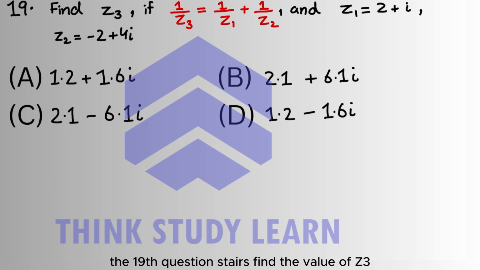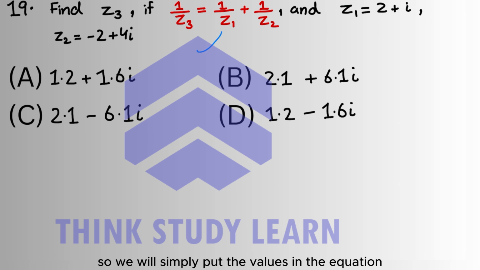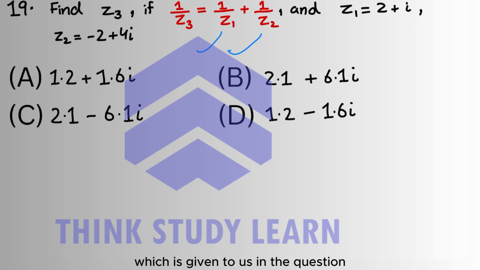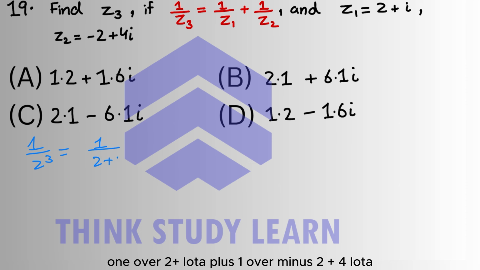The 19th question states: find the value of z3 if 1 over z3 is equal to 1 over z1 plus 1 over z2, and the values of z1 and z2 are given in the question. So we will simply put the values in the equation which is given to us in the question. So putting values will generate an expression 1 over 2 plus iota plus 1 over minus 2 plus 4 iota.